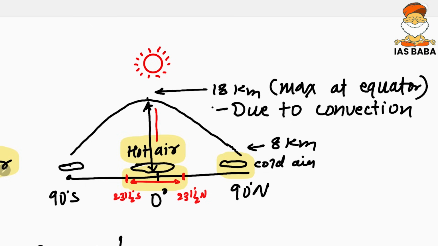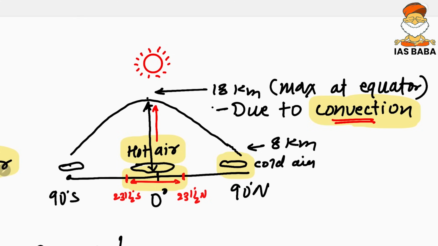In this way, the hot air which is rising upward is also transporting the heat energy with it. This mechanism is called convection. Convection is basically the vertical rise of heat energy. It is one of the ways or processes through which the transfer of heat energy takes place.